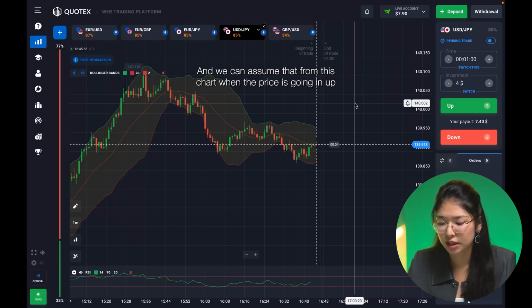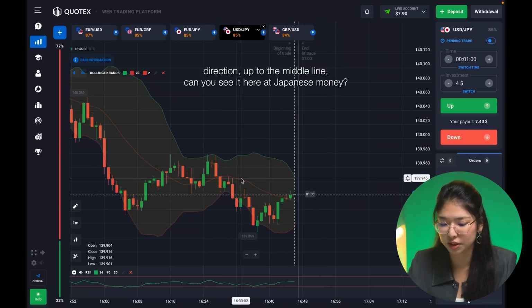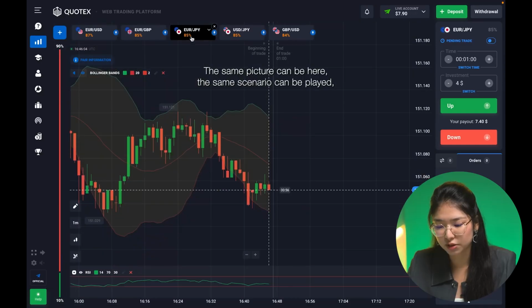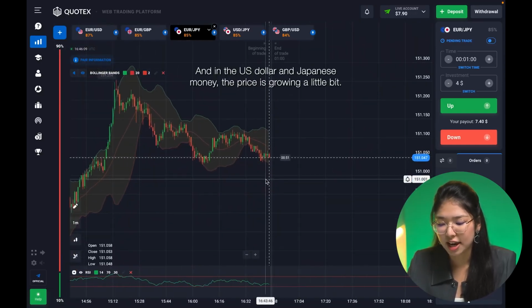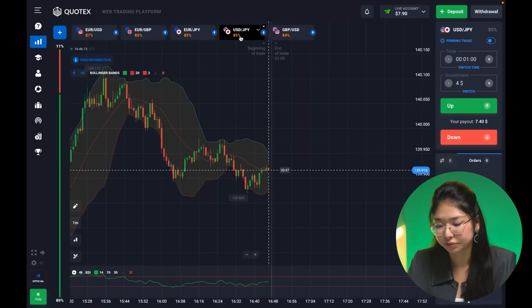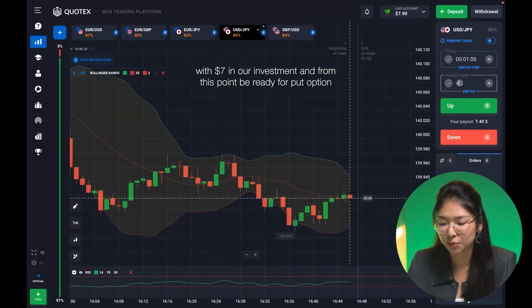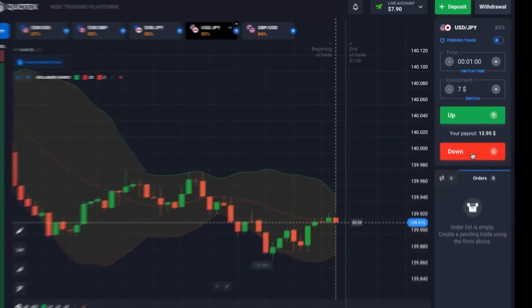And we can assume that from this chart, when the price is going in that direction up to the middle line, can you see it here in Japanese yen? The same picture can be here, the same scenario can be played, but there is a flat line over there, and in the US dollar Japanese yen the price is growing a little bit. So well, we can use this knowledge and make a cool trade with $7 in our investment, and from this point be ready for a put option right now.